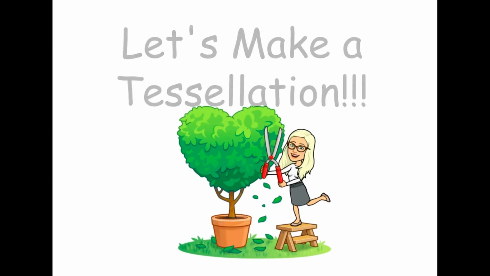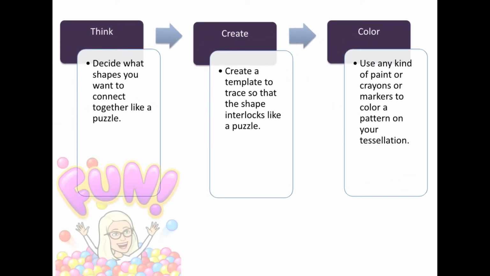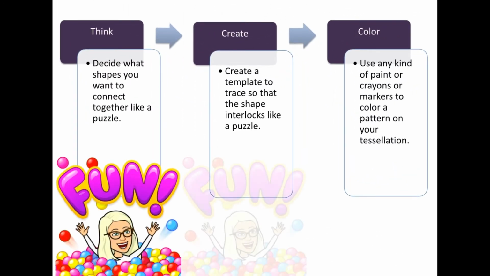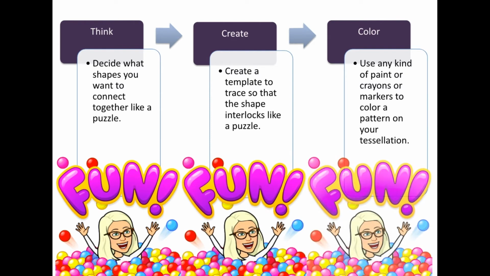Okay guys, let's make a tessellation. Here are the steps for creating your tessellation. First, decide what shapes you would like to use. Next, create a template so that you can easily trace the tessellation. After, think about if you'd like to use paint, crayons, or markers to color in your pattern.